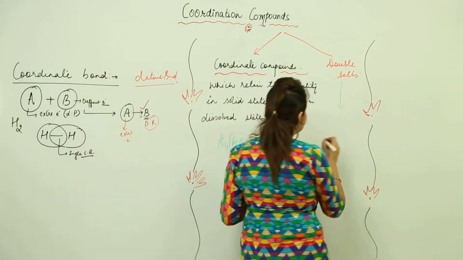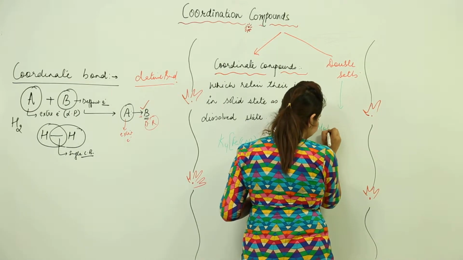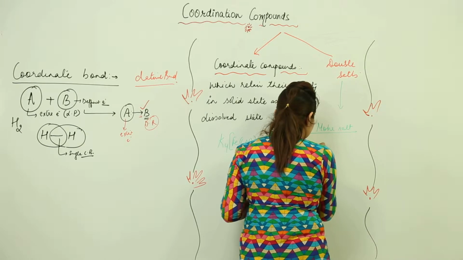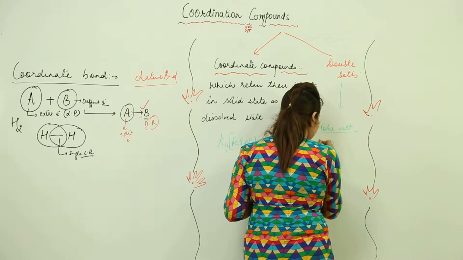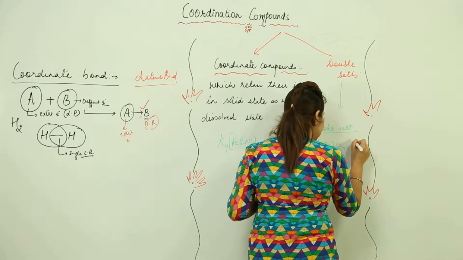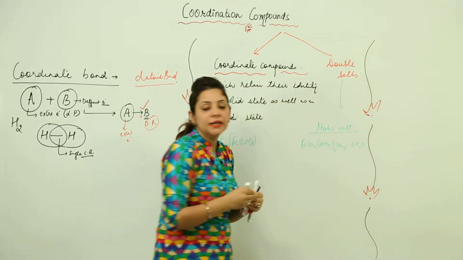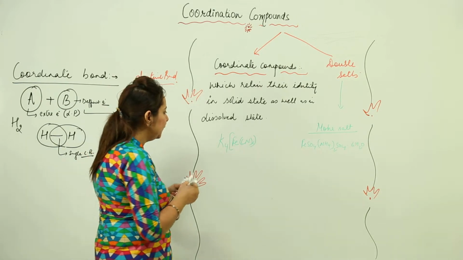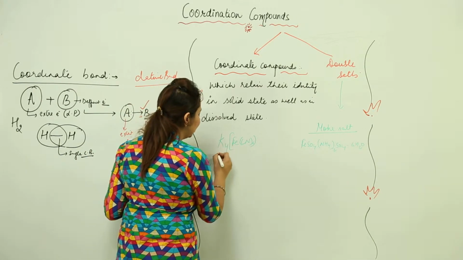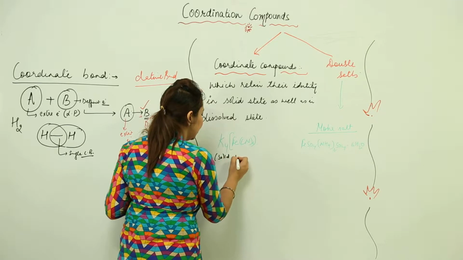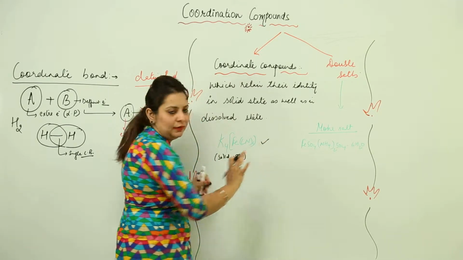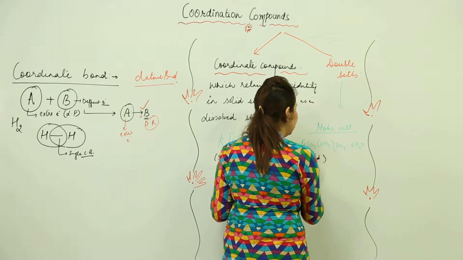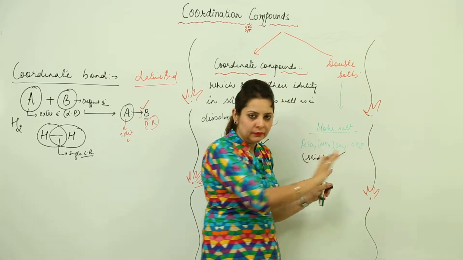And for double salts, let's say Mohr salt. Mohr salt is FeSO4·(NH4)2SO4·6H2O. So this is what a Mohr salt is. Both are addition molecular compounds, right? When it is present in a solid state, it retains its identity like this. And when this Mohr salt is present in a solid state, it retains its identity as Mohr salt, as I wrote.